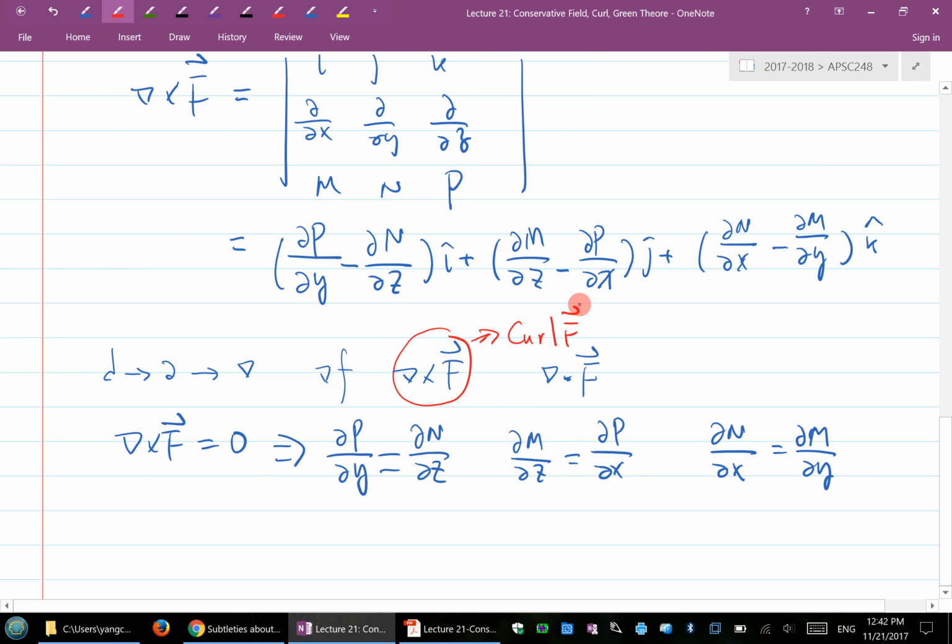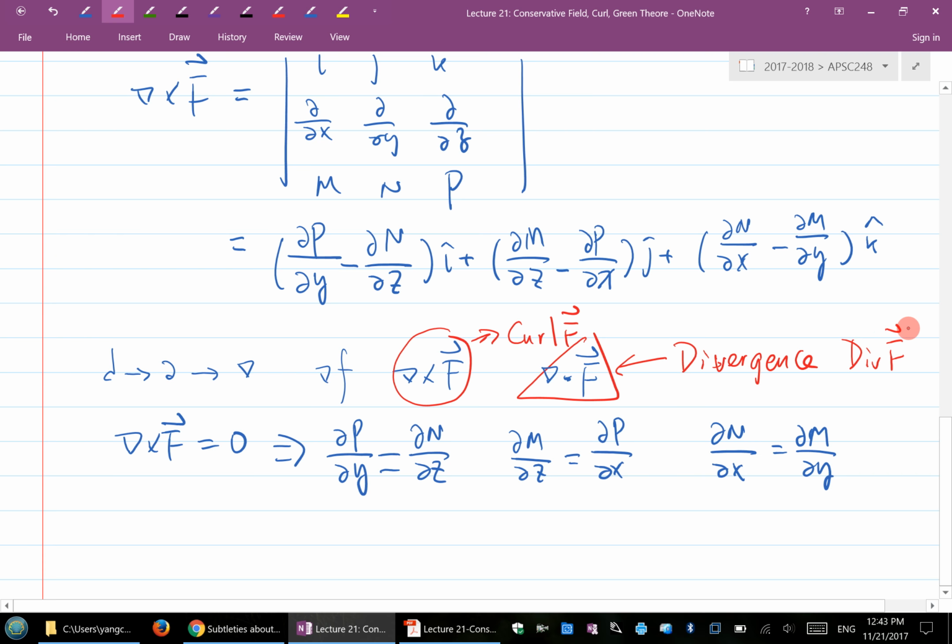Mathematically, you can see this is the curl operation on the vector field F. So you can simply say it's curl F. And the last one here, which we're going to cover next week, is called a divergence, or sometimes we call it div F. Just bear this in mind.